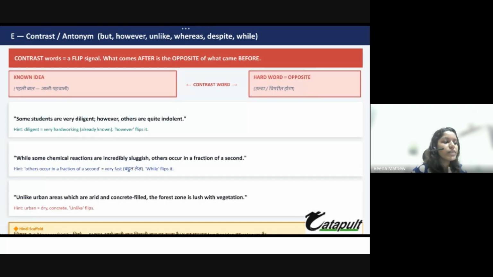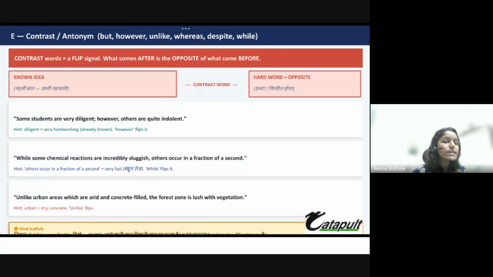Okay. And then we have contrast. So what does contrast mean? You know it already. Then we have a hard word. So we have a word, and then if we have contrast words like unlike, whereas, despite, while, then you have the opposite meaning in the later part of the sentence.